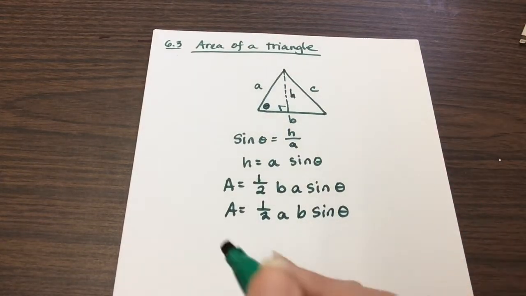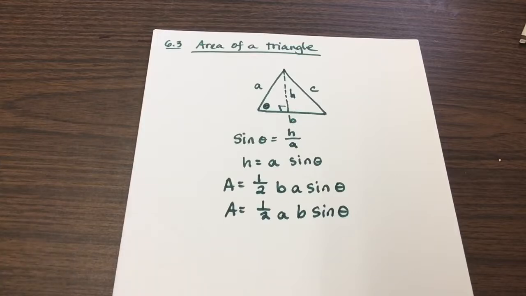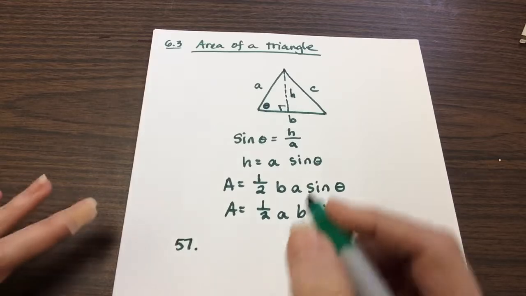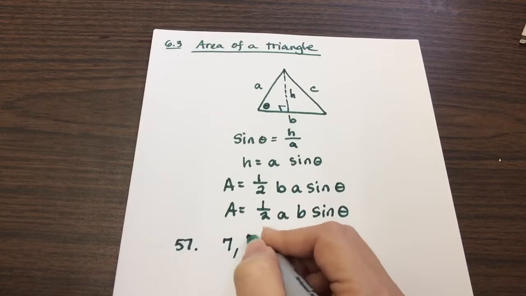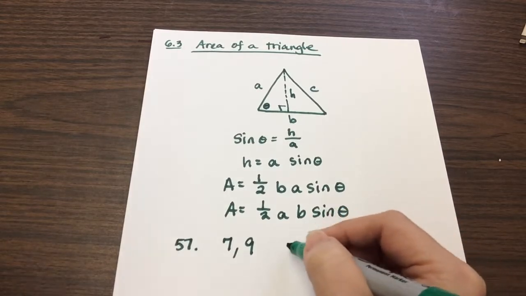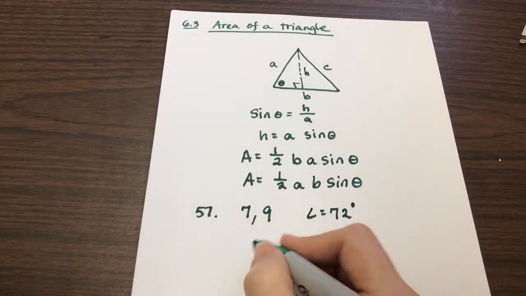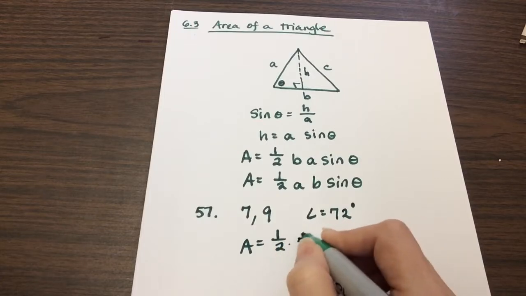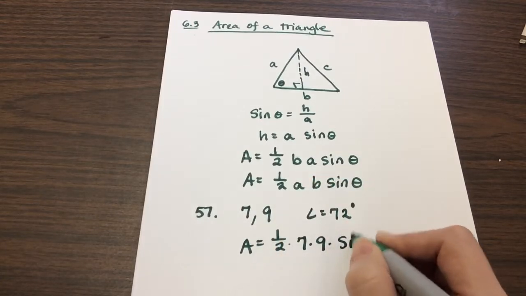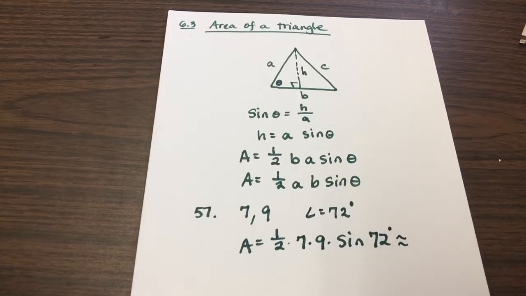Okay, so I'm going to work one of these problems from section 7.3, and actually it's 57. It gives me the sides of the triangle, 7 and 9, and then it tells me the included angle, so the angle included between those two sides is 72. Alright, so if I'm trying to find the area of that triangle, I'm just doing area equals 1/2 times side 1 times side 2 times the sine of that included angle. And then you're just plugging that in your calculator, and when you plug that in your calculator, it's approximately 29.9.